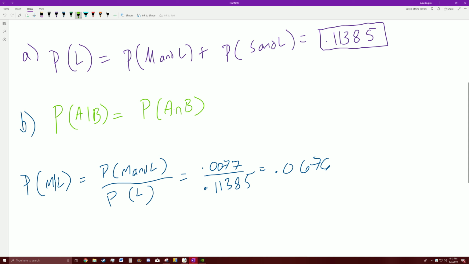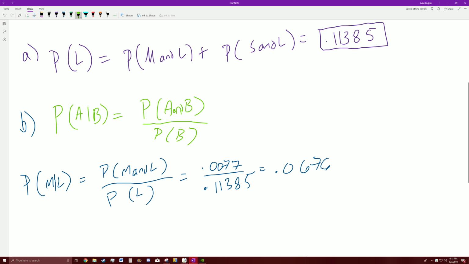To make sure I'm not using incorrect symbols, I'm just going to call this AND. The probability of A and B over the probability of B. So the probability of A given B is simply equal to the probability that A and B occurred divided by the probability that B occurred.